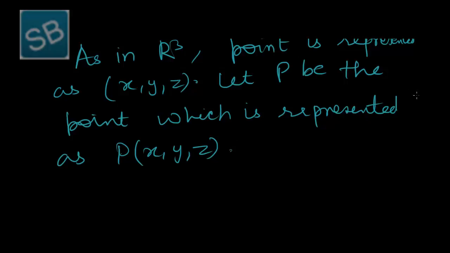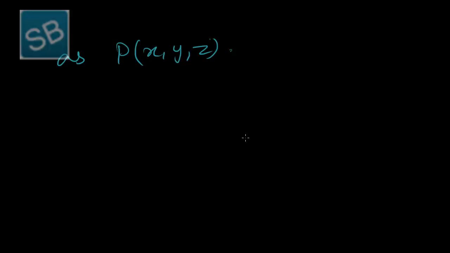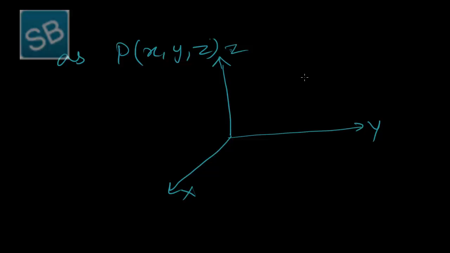So we draw the three axes, that is axis y, this is axis z, and this is axis x. So P is a point with coordinate x, y, z, which is at a perpendicular distance x, y, z from the three axes x, y, z respectively.